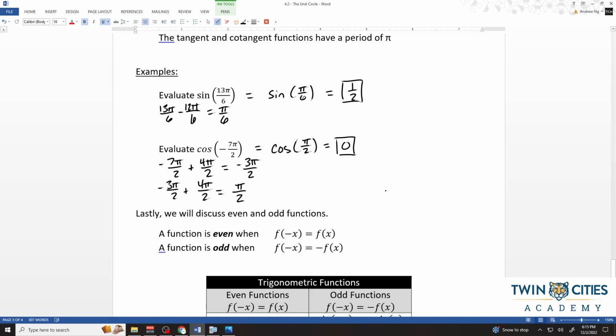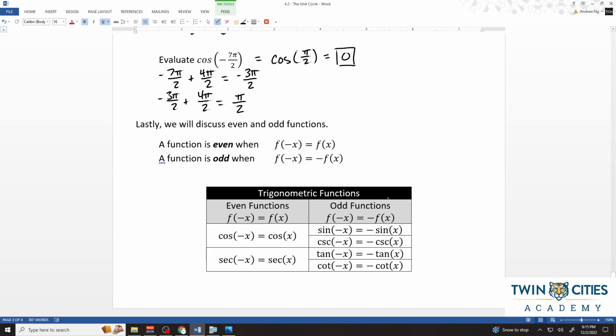All right, last thing to talk about. Even and odd functions. There are 6 basic trig functions that we just talked about: cosine, sine, tangent, and we've got the secant, cosecant, cotangent. There are only 2 of these that are even functions. The cosine and the secant, these are even functions. And then odd functions: sine, cosecant, tangent, cotangent.